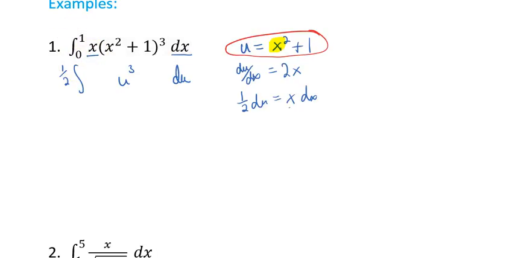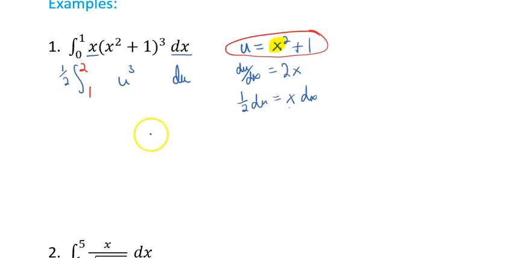So if I plug in 0, 0 squared plus 1 is 1. So the 0 limit becomes a 1. Then I plug in the 1. 1 squared plus 1 is 2, so the 1 limit becomes a 2. And so that is the difference in having a u-sub fundamental theorem problem.